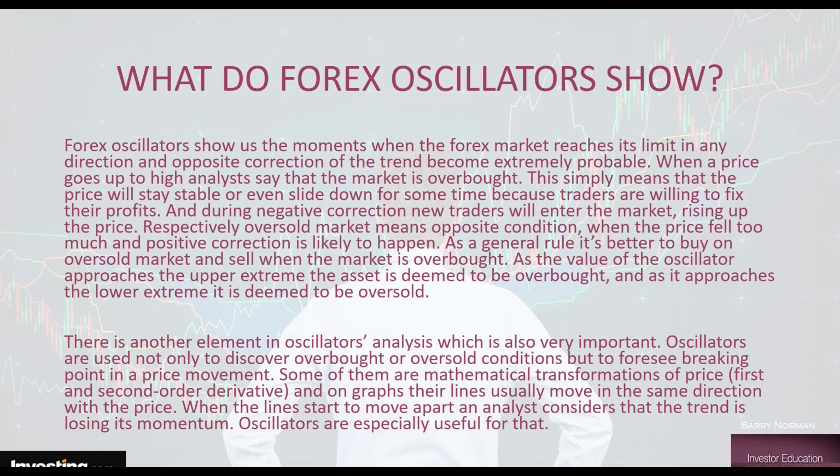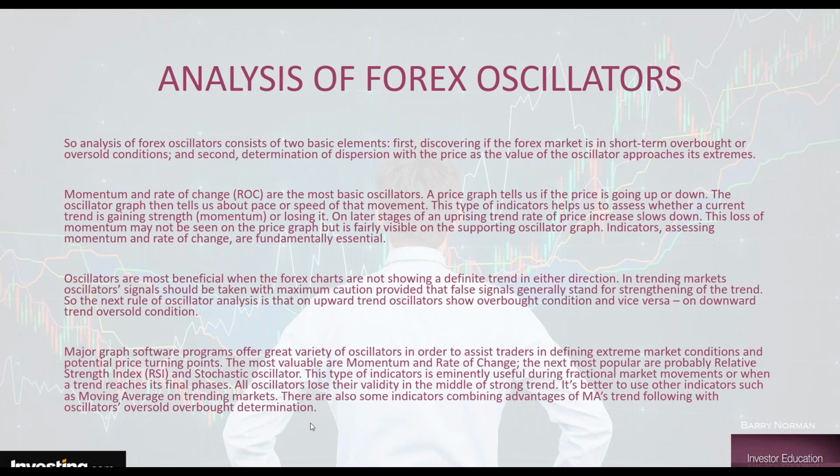And as it approaches the lower extreme, it is indicated as oversold. There is another element in oscillator analysis, which is also very important. Oscillators are used not only to discover overbought and oversold conditions, but to foresee breaking points in price movement. Some of them are mathematical transformations of price, and on graphs, their lines usually move in the same direction as price. When the lines start to move apart, an analyst considers that the trend is losing its momentum. Oscillators are especially useful for that.